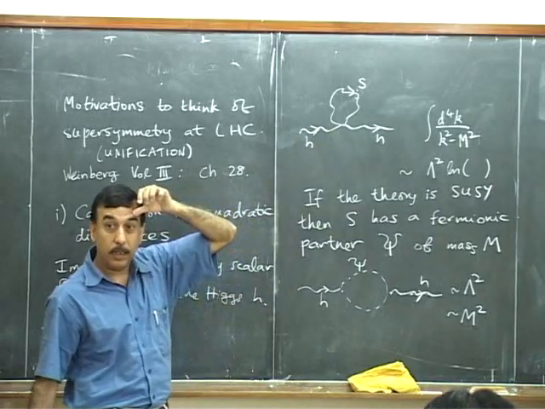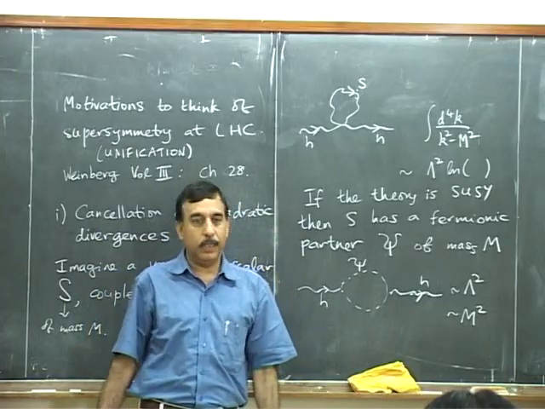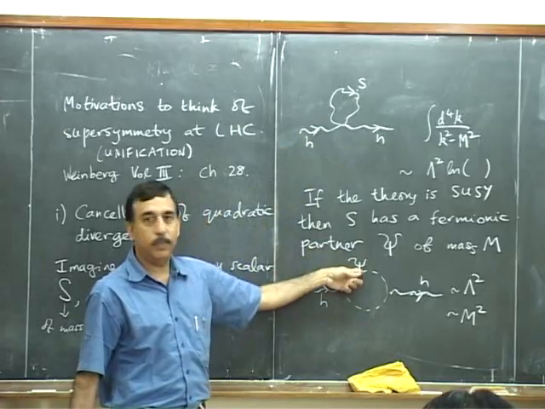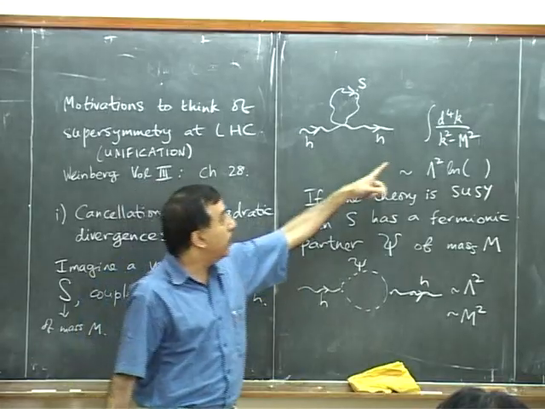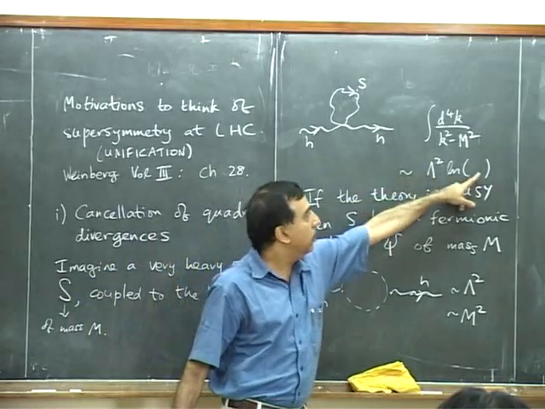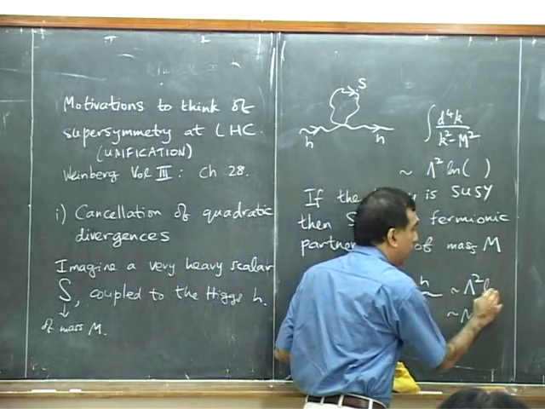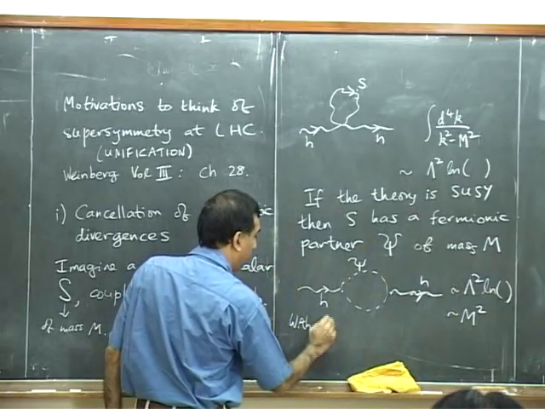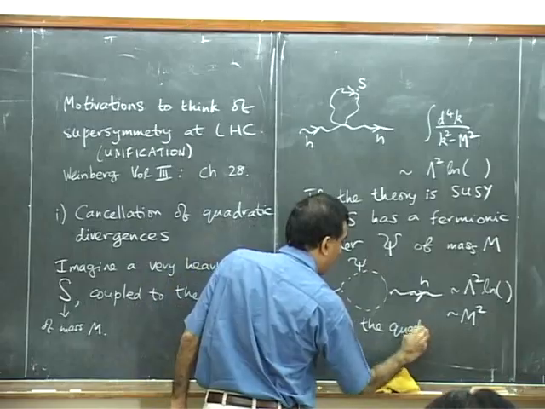Now the remarkable thing, which you can convince yourself by actually doing a calculation, is that if these two fields, S and psi, are governed by exact supersymmetry, that is if they are part of the same chiral multiplet, then numerically this answer and this answer are exactly the same up to a minus sign, and therefore with supersymmetry the quadratic terms add up to 0.